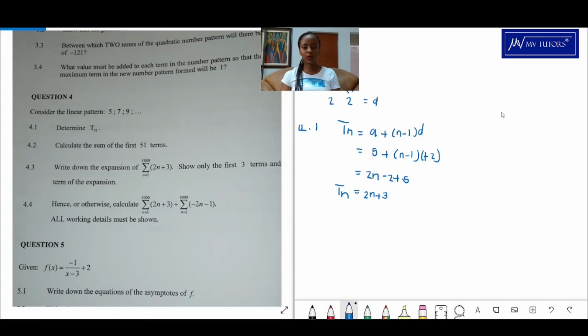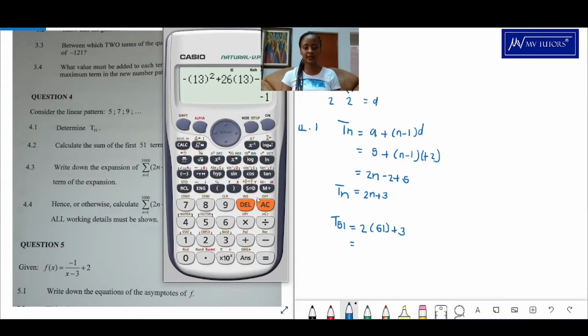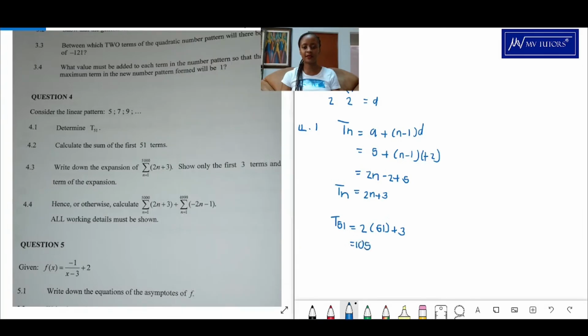Okay, so now we're looking for the 51st term. So I'm going to get in there 2 times 51 plus 3. And we are definitely using our calculator, not because we can't calculate, but because we are running out of time and we do not want to make silly errors. So T51 is actually 105. And yeah, that was it.